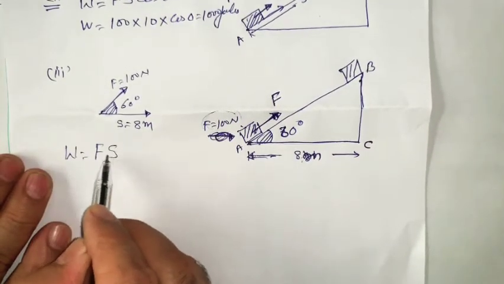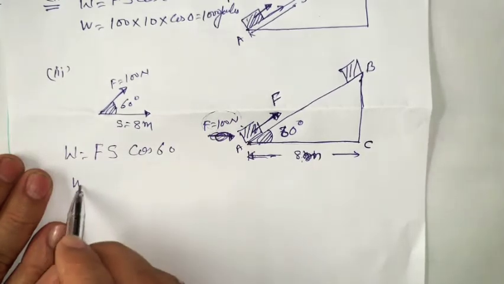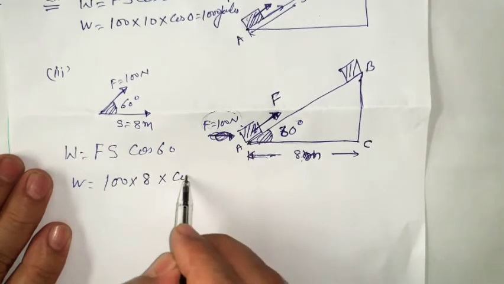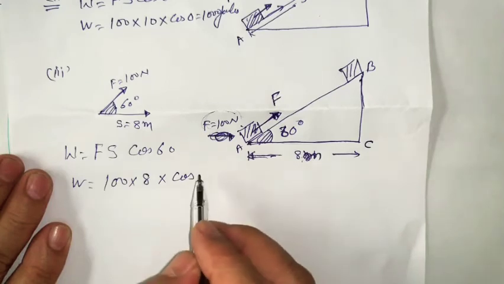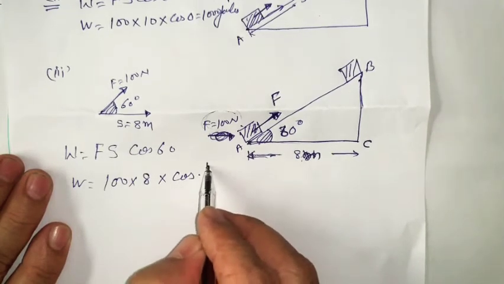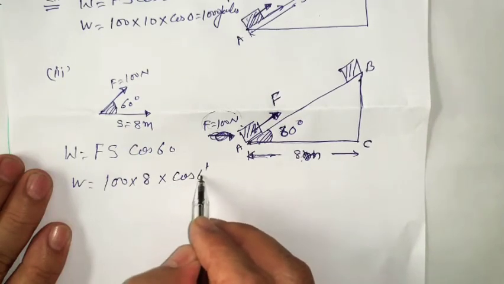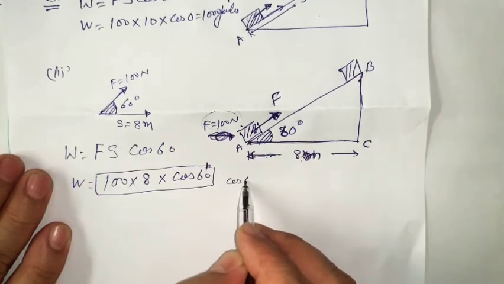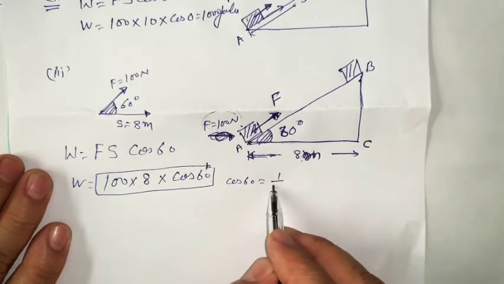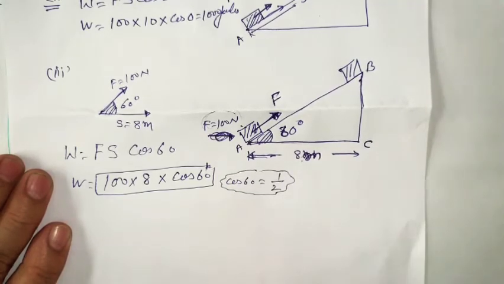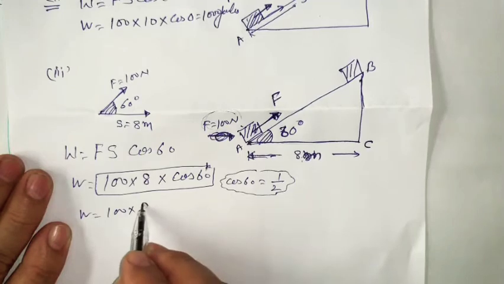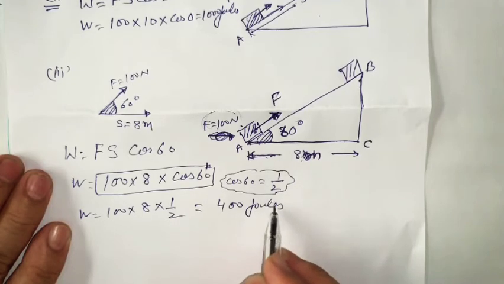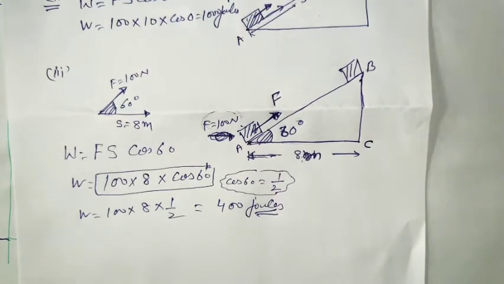Work is equal to F S cos of 60. Now in this case F is 100, S is say 8 into cos of 60. You have to put the value of cos 60. Cos 60 is equal to 1 upon 2. So what is your answer? 100 into 8, 1 upon 2. The answer is 400 joules. So this is your answer.